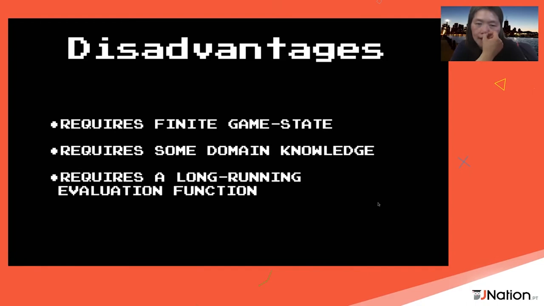Now, coming back to gaming, in this case PacMan, we are still thinking this may not be the ideal approach, even though it seems like it would be good, because it still requires some domain knowledge, a finite game state, and a long-running evaluation function. If you take the code and run it, you can vary all your parameters, but it takes a long time to evaluate because you're going through all of your sequencing and generating better ones.